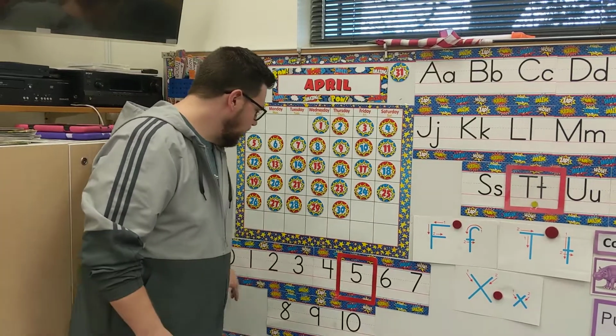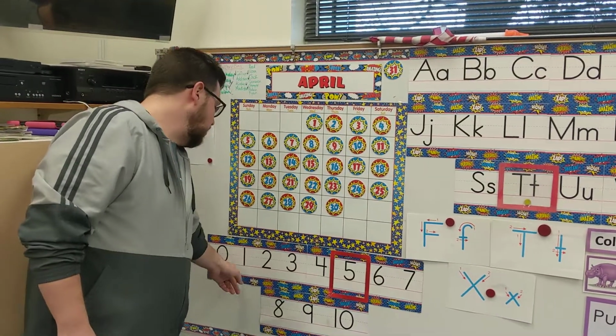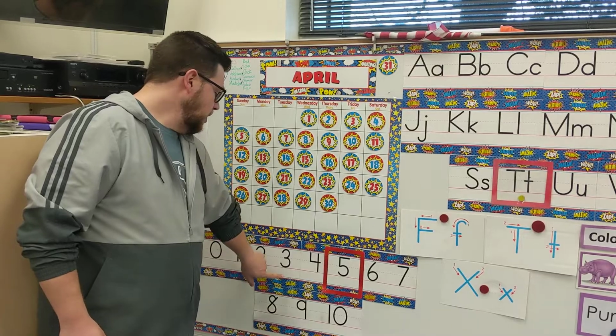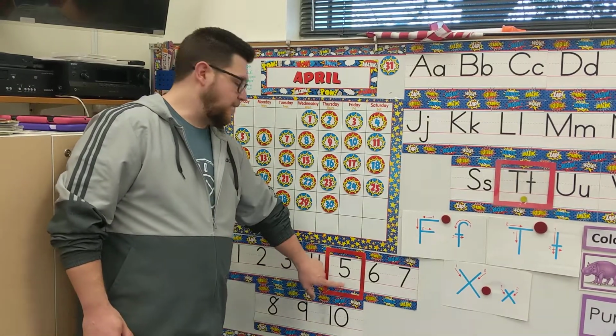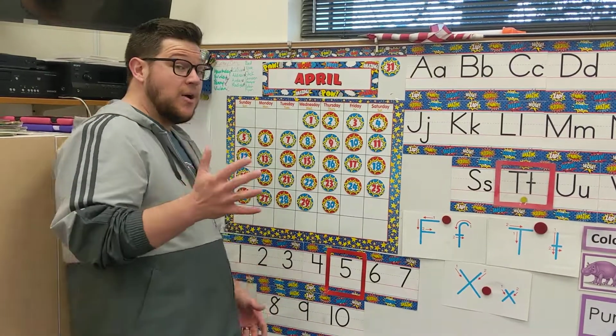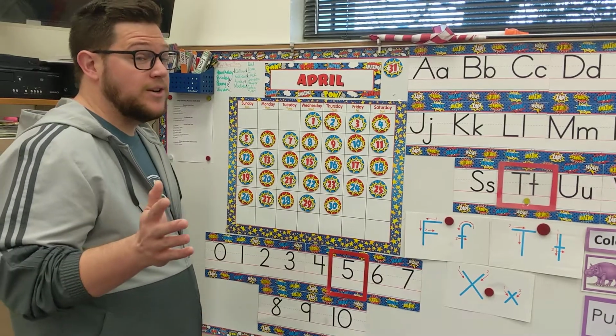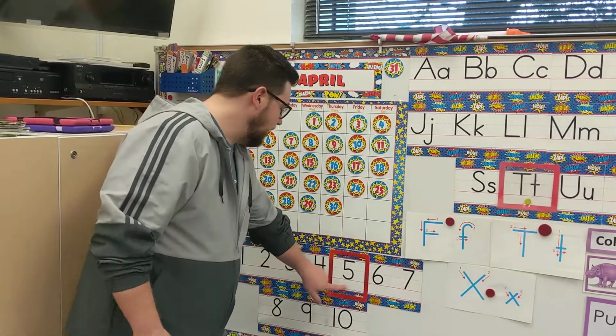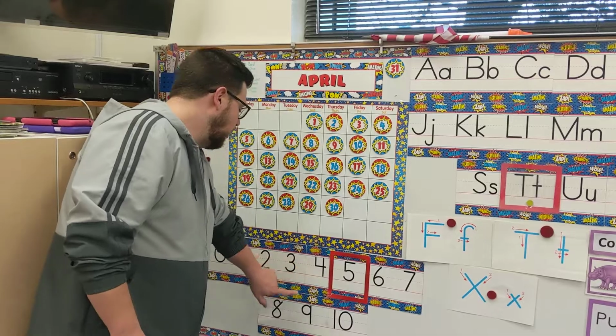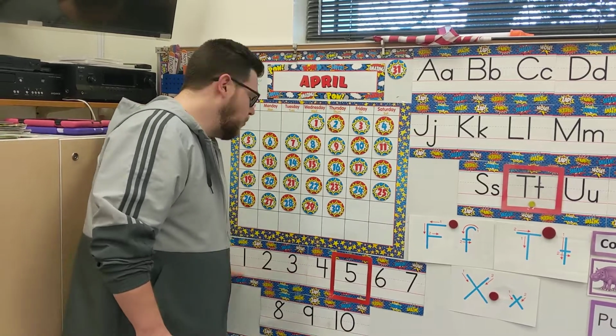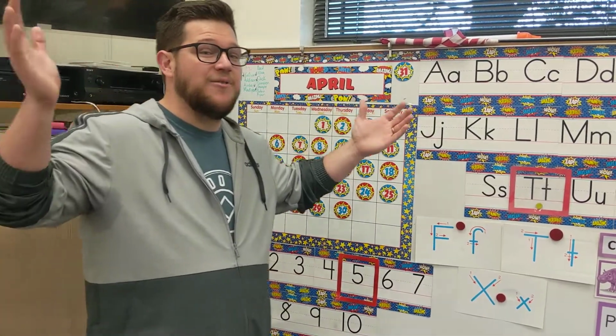Or we can count here on our number line, and we have 0, 1, 2, 3, 4, 5. Now if we count down and we blast off, make sure you don't fall out of your seat when you do this, when you stand up, but 5, 4, 3, 2, 1, and blast off.